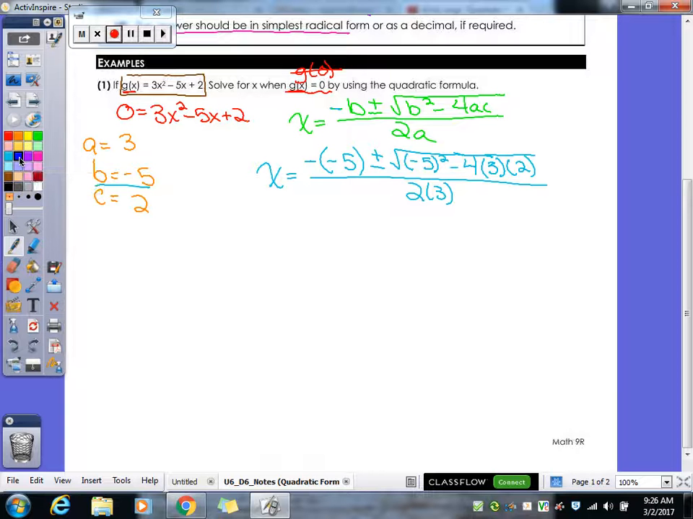Okay, so let's clean some stuff up a little bit. I've got this minus and negative, which means it's what? So I have positive 5 plus or minus. Let's figure out the stuff underneath the radical sign. What is negative 5 squared? Nope, positive 25. And then 4 times 3 times 2. 4 times 3 times 2, 24. All over 2 times 3 gives us 6.